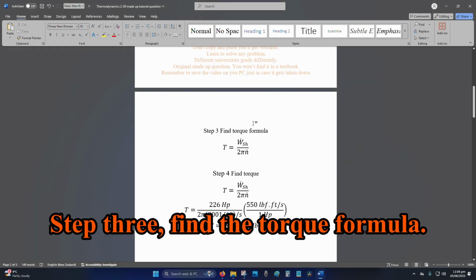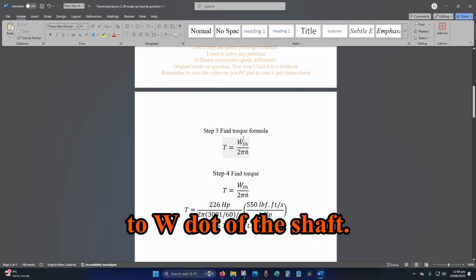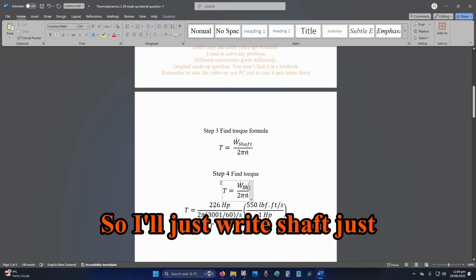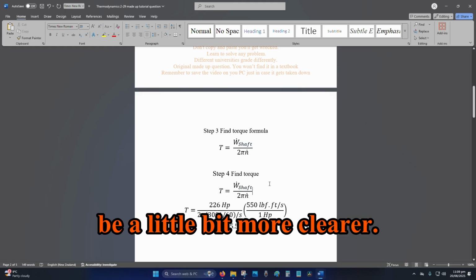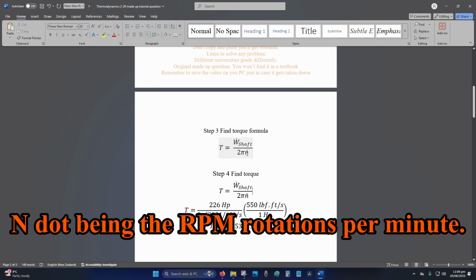Step 3, find the torque formula. So T, torque, is equal to W dot of the shaft. So I'll just write shaft, just to be a little bit clearer. And then it's divided by 2 pi N dot, N dot being the RPM, rotations per minute.